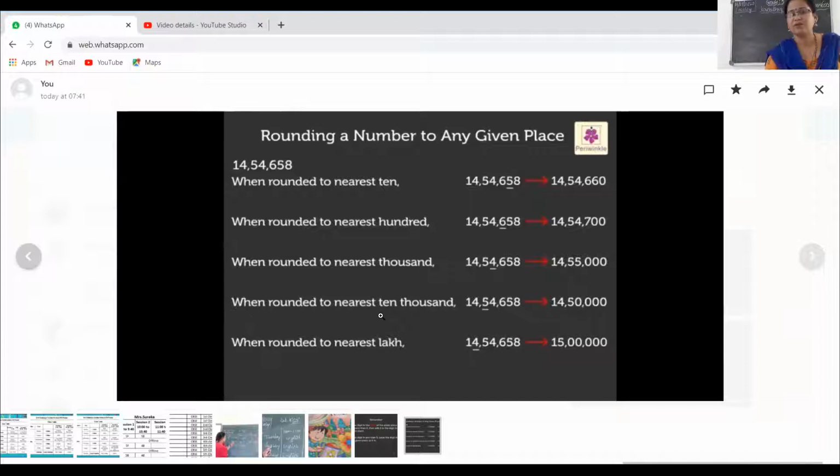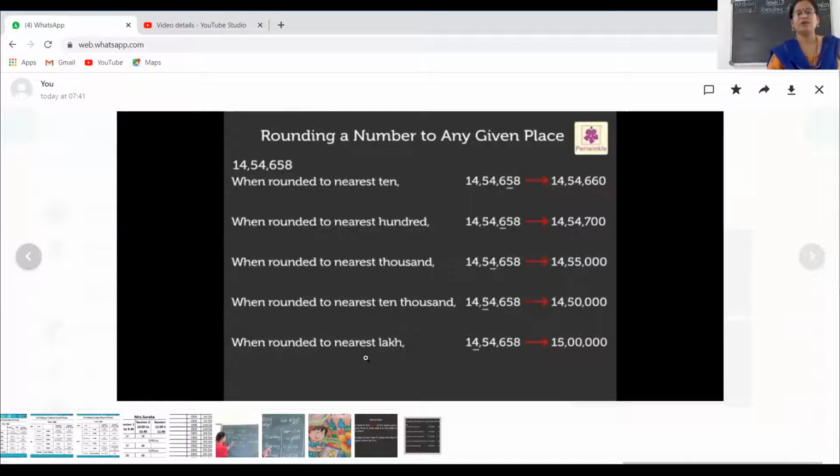Now when rounded off to nearest 10,000, you underline the 10,000 digit. Here it is quite different. So the digit ahead of this is 4. 4 is less than 5. So you should not increase the digit in the 10,000 place. You have to write it as it is. So it is 5 itself. So instead of writing 4, 6, 5, 8, we will just follow with 0.